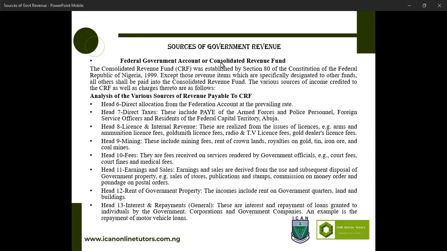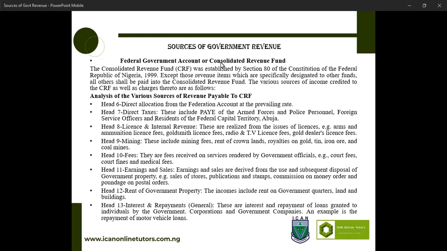The CRF was established by Section 80 of the Constitution of the Federal Republic of Nigeria as amended, 1999 Constitution, except those revenue items which are specifically designated to other funds. All others shall be paid into the Consolidated Revenue Fund account. The various sources of income credited to CRF, as well as charges thereto, are as follows.